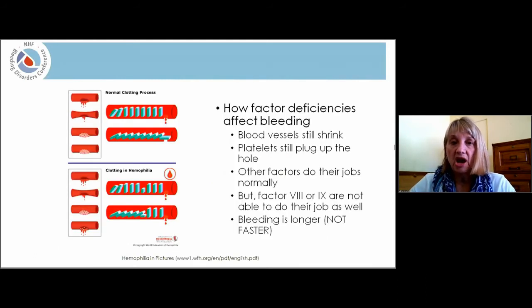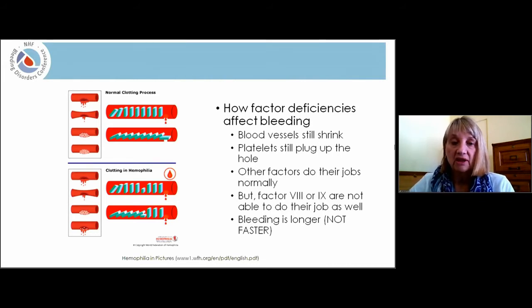So the top panel depicts what I just talked about, what happens with someone who does not have hemophilia. This is normal clotting. And you can think about it as a series of dominoes. They all fall, and in the end, they cover up the hole and the bleeding stops. But what happens in hemophilia?